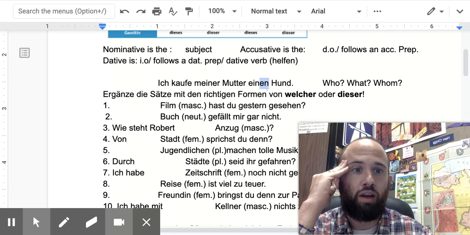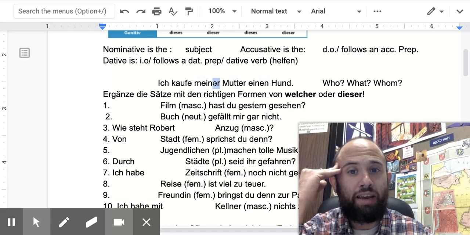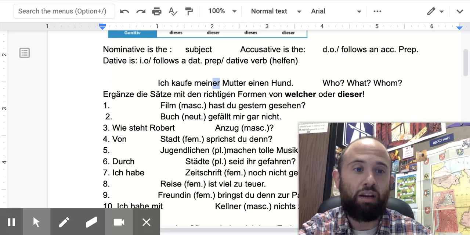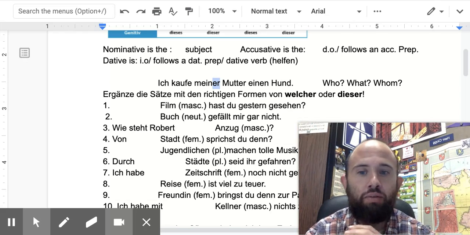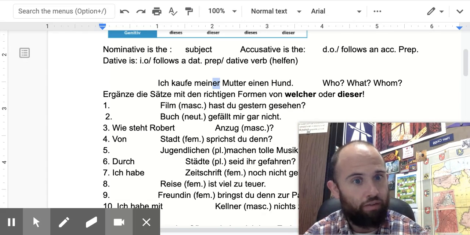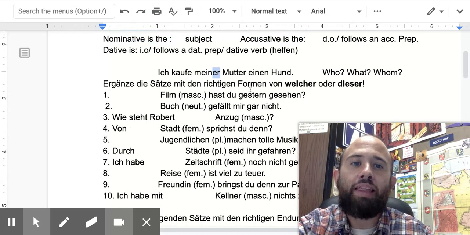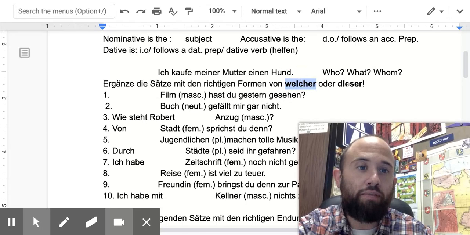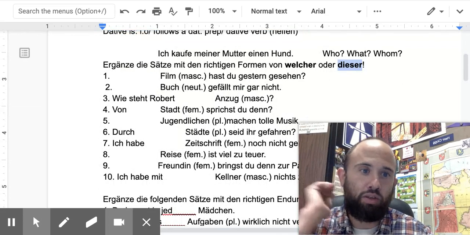That shows that we understand it's accusative and masculine. Mutter is feminine and it's meiner. It's got that er ending because it's dative. Why is it dative? Because mom is getting the dog. Dative almost always implies getting or receiving something unless we're using a dative verb, and it might not have that in there. And we're going to apply this to words like welcher and dieser, and I'm also going to throw in some jeders in there too.